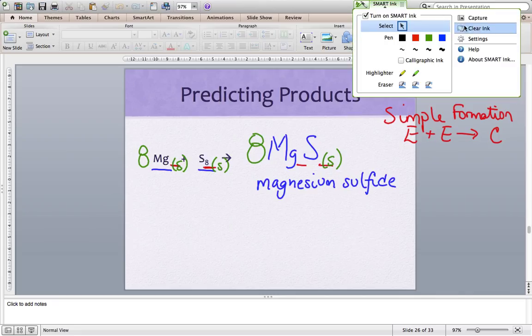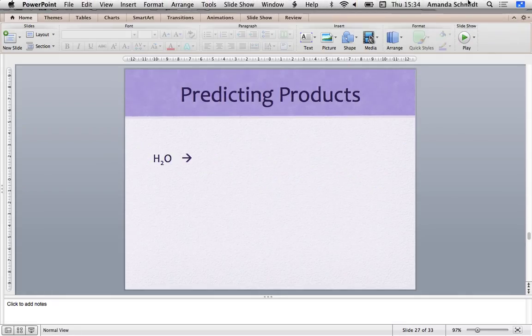When we look at the opposite of that, a decomposition reaction, first of all, how do I know just from a reactant written that this is going to be a decomposition reaction? Well, decomposition reactions are really characterized by having just one reactant, which I can see right here. And so what you're going to need to do is predict products for simple decomposition.